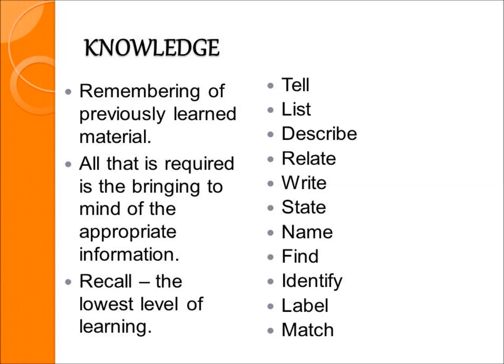Let's now take a look at each level of the taxonomy, starting with knowledge. Knowledge is remembering of previously learned material. All that is required is the bringing to mind of the appropriate information. All that you need to do is recall, which is of course the lowest level of learning. These are just some of the verbs that are used in writing objectives or test items at the knowledge level.